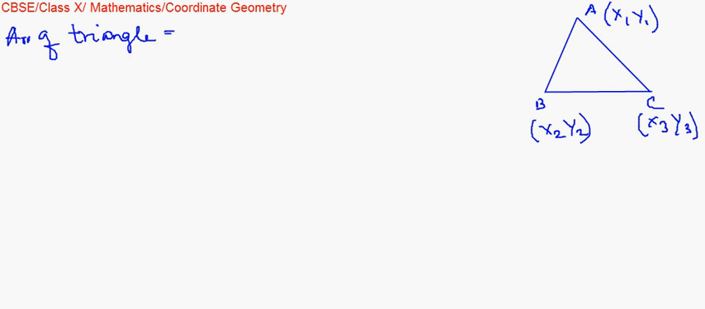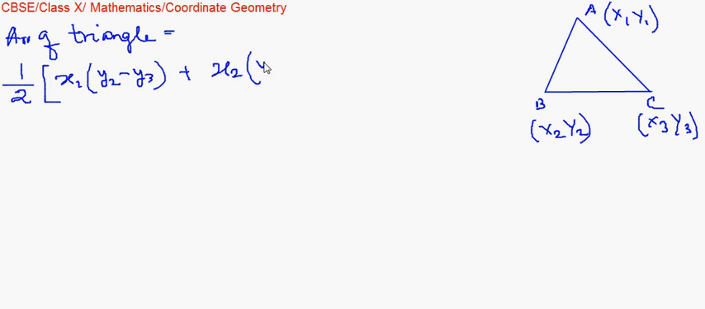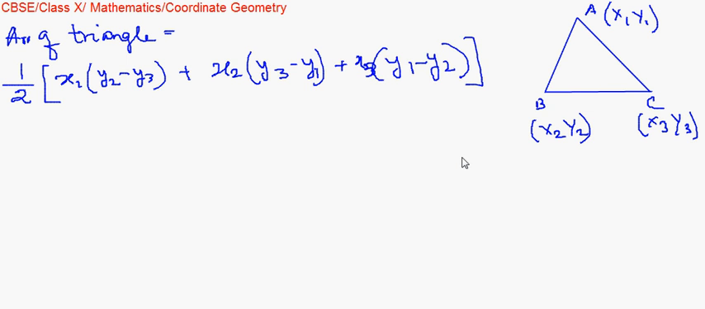is given by half times x1 (y2 minus y3) plus x2 (y3 minus y1) plus x3 (y1 minus y2). This is the area of a triangle formula. Here also you can get a direct question wherein these three coordinates are given and you are asked to find the area of the triangle, and once you find it, you write that many square units as your answer.